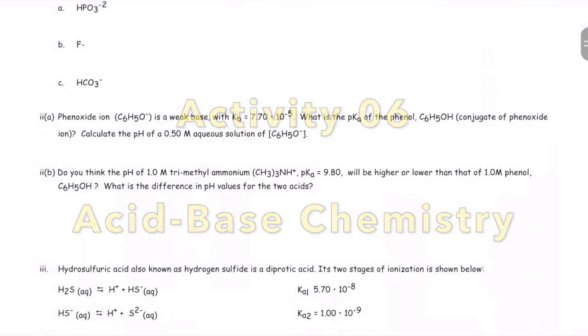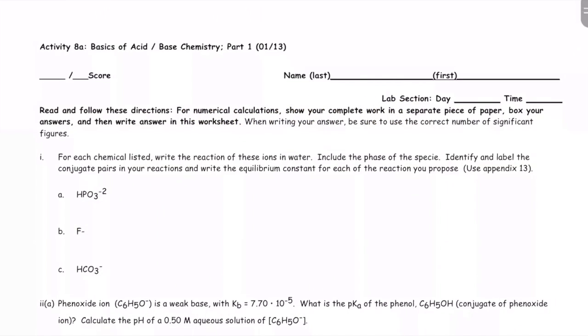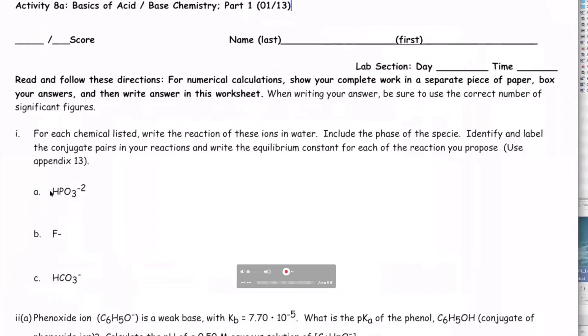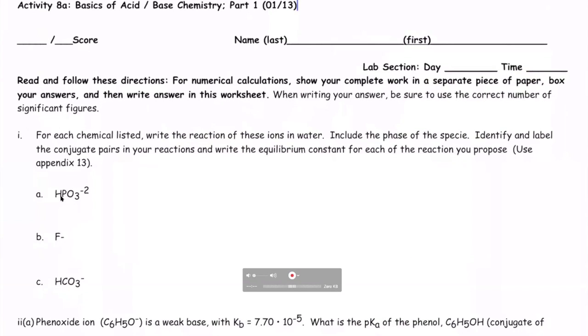The first one has to do with acids and bases. Here we have this particular chemical, HPO3 2-. Remember that PO3 is called phosphite and PO4 is called phosphate. When you put a hydrogen in front of phosphite, it becomes biphosphite.